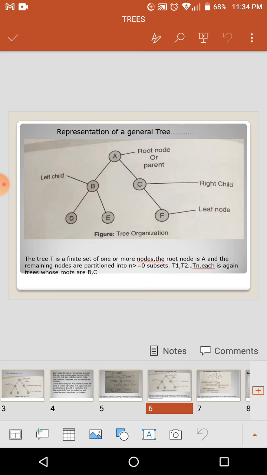Again the second subtree, T2, is called C. C is one more child, and C has one child, F. Just like that, a tree might be again subdivided into n number of subtrees.